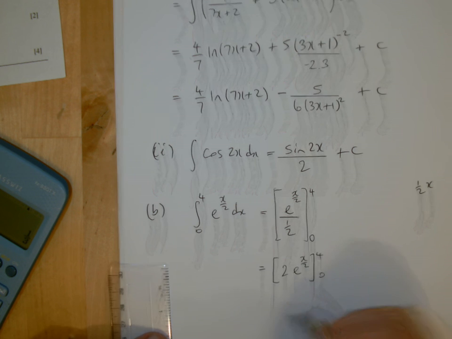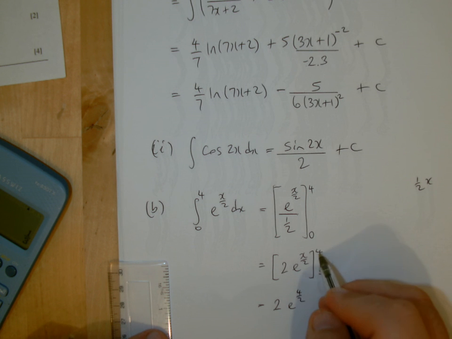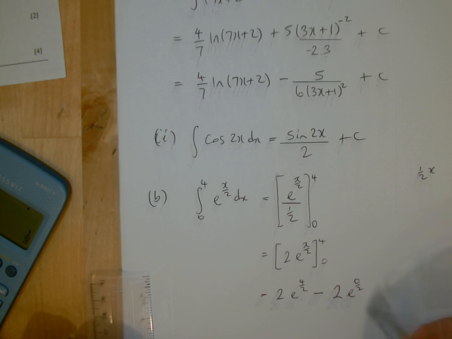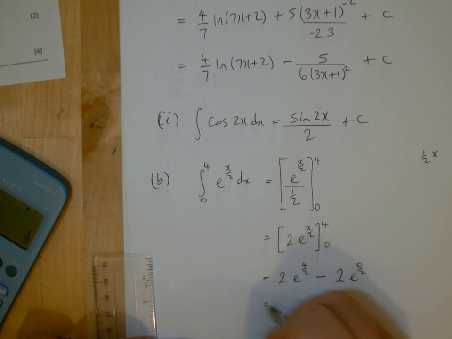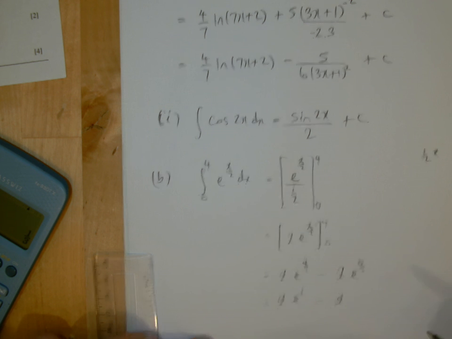Okay, so we'll have, we put the upper limit in, 2e to the power 4 over 2, for the upper limit there of 4. So x over 2 becomes 4 over 2. Take away then the lower limit, 2e to 0 over 2. Okay, well, e to the 0 is just 1, isn't it? Okay, and 4 over 2 here is 2, so e to the power 2 there, and e to the 0 over 2, which is e to the 0, is just 1, so you've got 2 times 1, which is 2, so there's your answer.